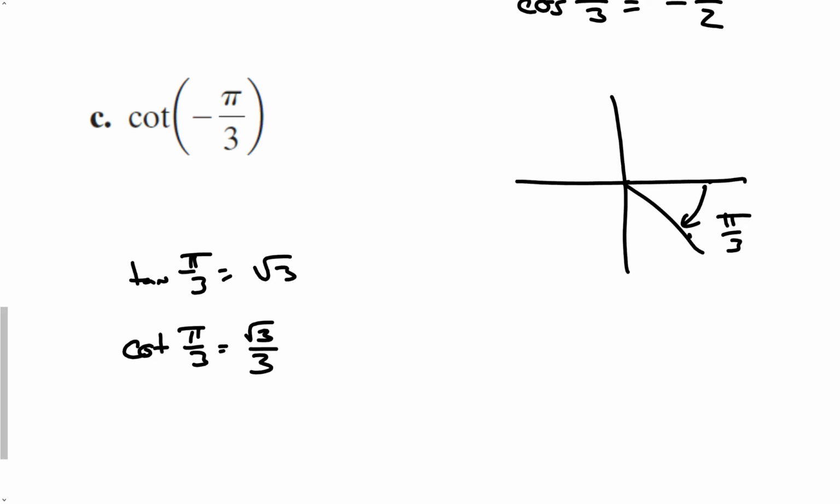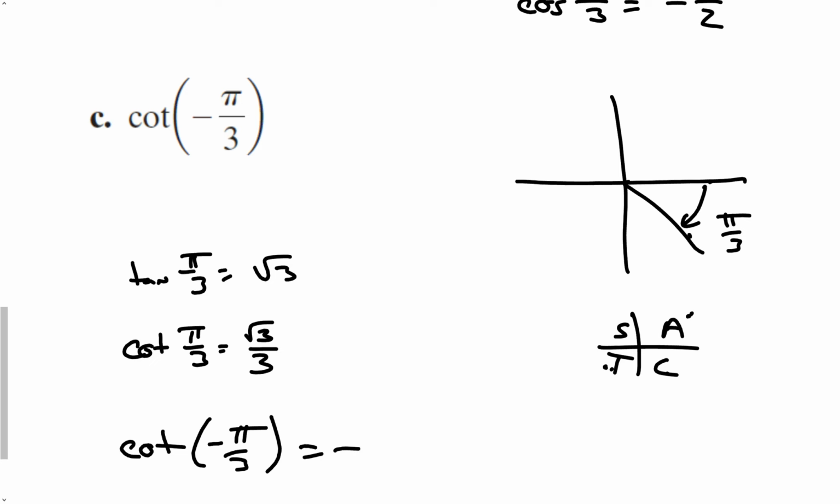Now we decide, is it positive or negative? Tangent and cotangent go together, so they're only positive in these two quadrants. We are in quadrant 4, which makes the cotangent of negative pi over 3 negative radical 3 over 3.